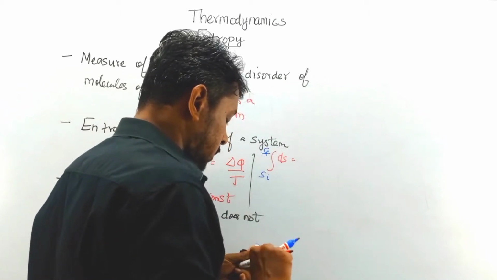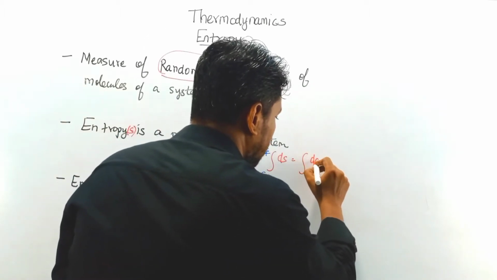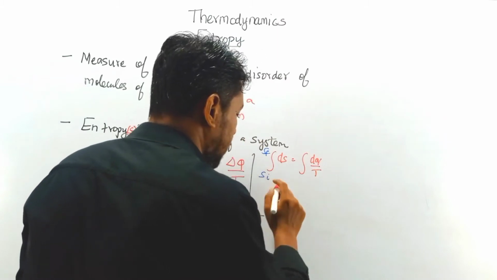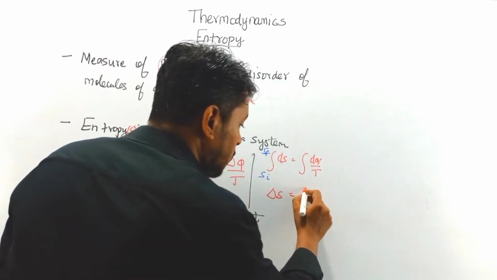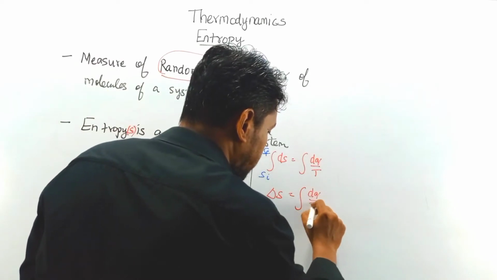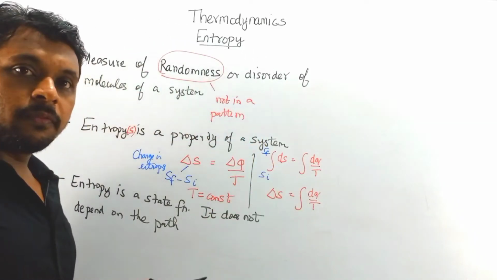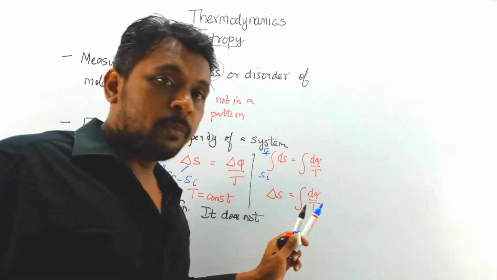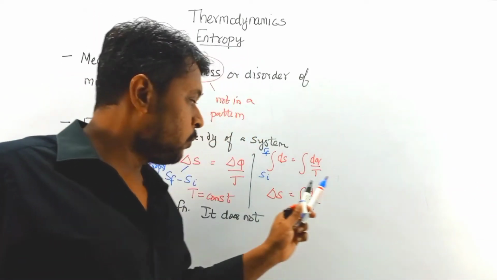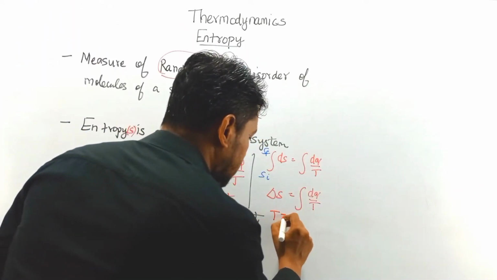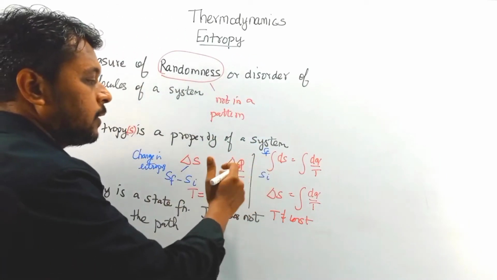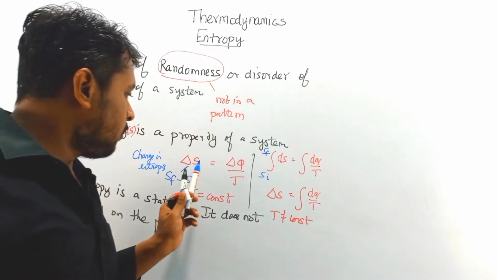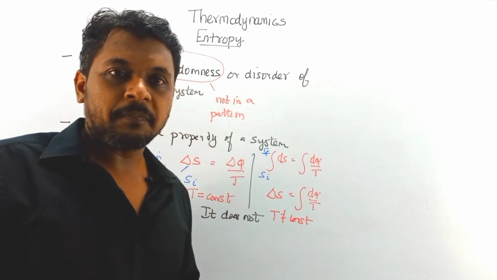So which is equal to integration of heat by temperature. So this value is delta S. This value of delta S is equal to integration of dq by T. So we have the integration of these values dq by T for different values of temperatures, that will give you the change in entropy, where here the temperature is not constant. So we have two formulas for finding the change in entropy.